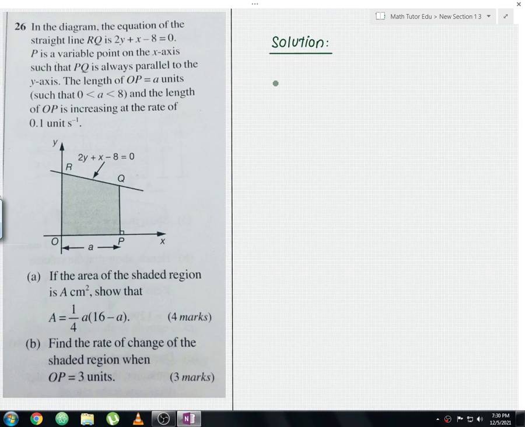Hello everyone and welcome to another Math tutorial video. Now I'll be discussing Form 5 Additional Mathematics Chapter 2 Differentiation Long Question Example 7.